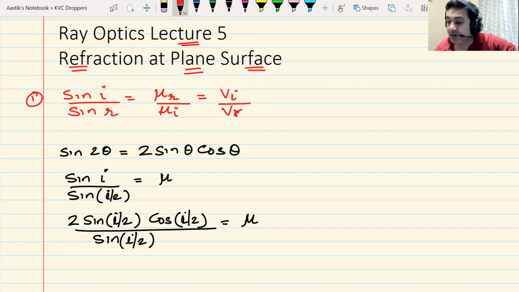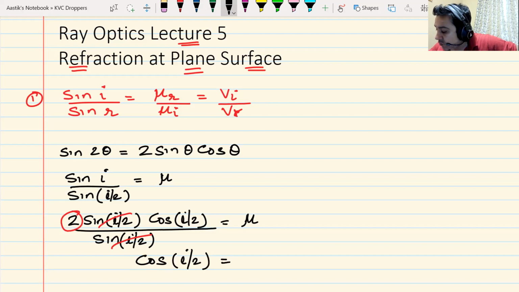Divided by sine of I by 2, that is equal to mu. Now it is simple maths. This will get cancelled. This 2 will come in the denominator here. So what do I have in the next step? Cos of I by 2 is equal to mu by 2. Is everyone there with me up till here?